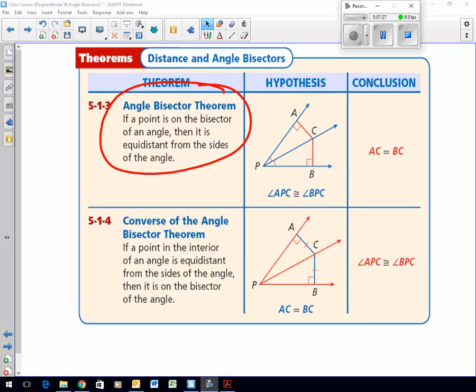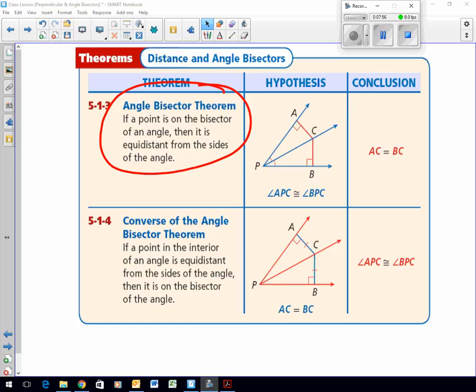Real quick, let's talk about what an angle bisector does. An angle bisector, remember, cuts an angle into two smaller congruent angles. So ray PC in this example is the angle bisector. It takes angle APB and cuts it in half, right? Correct? Yes, ma'am.